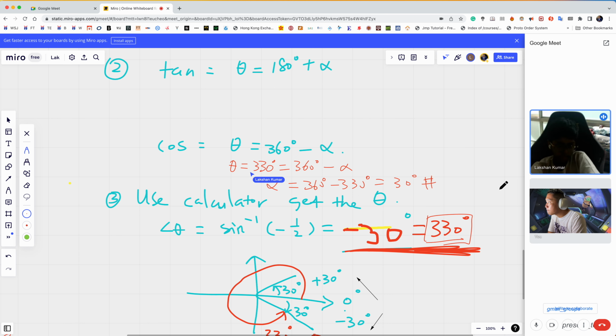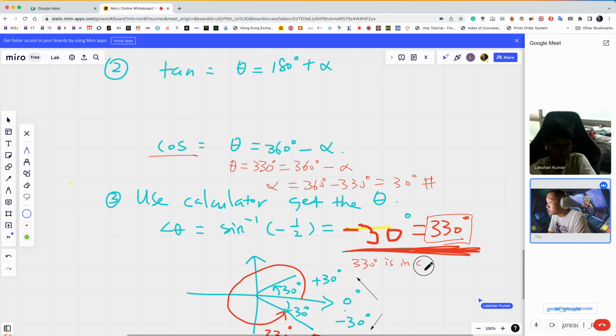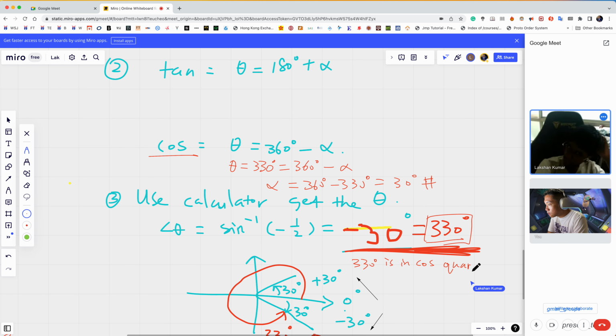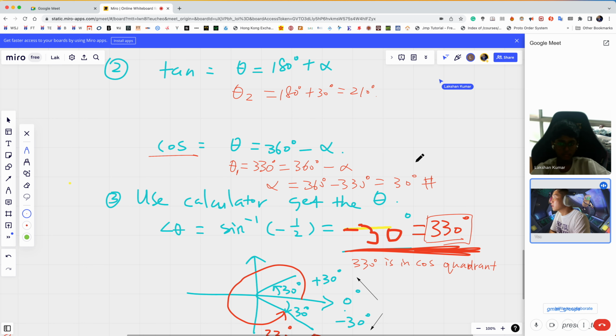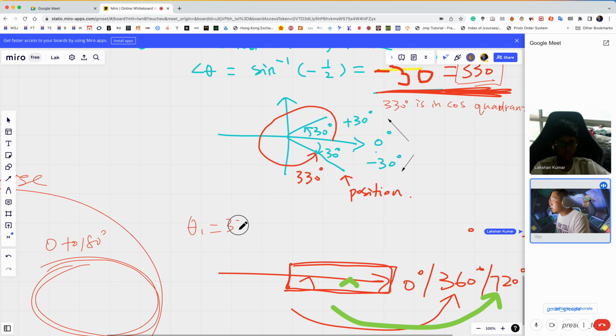Can I equate theta equals 330 also here? Nope. Why did you pick cos? Because it's in the cosine quadrant. So 330 is in the cos region or quadrant. You cannot anyhow put the angle into any quadrant. So that's why I put it here, and that's how I get the alpha. Once I get the alpha, I can choose theta. This is your theta 1, then theta 2 is 180 plus the alpha, which is 30, so it's 210. So theta 1 equals 330, then of course theta 2 is equal to 210.